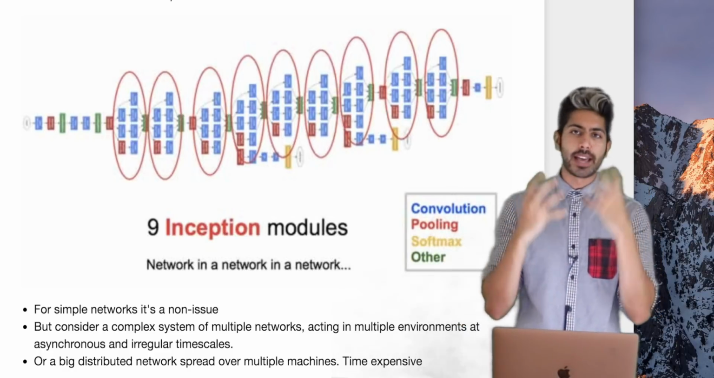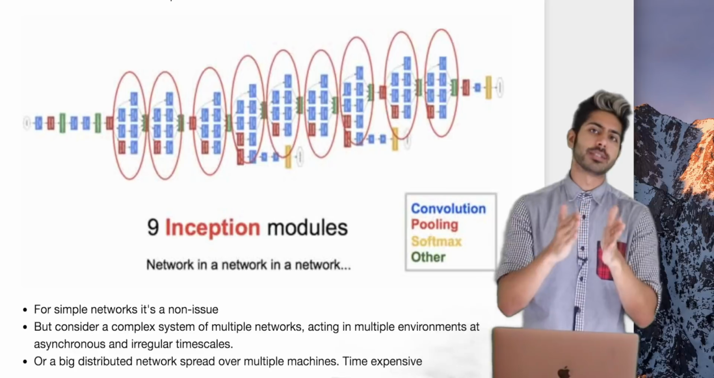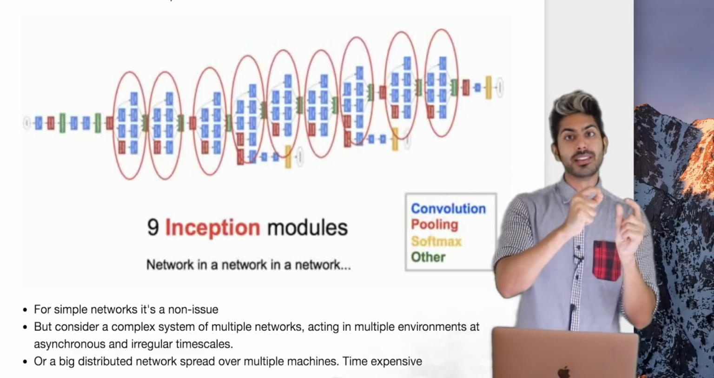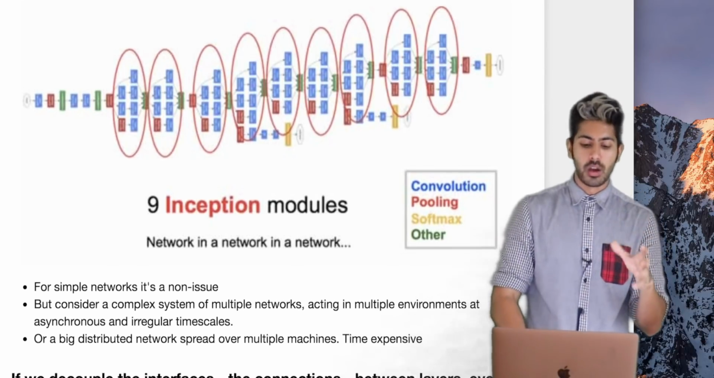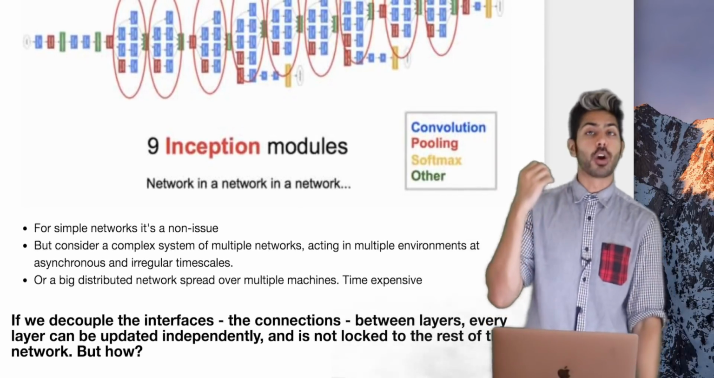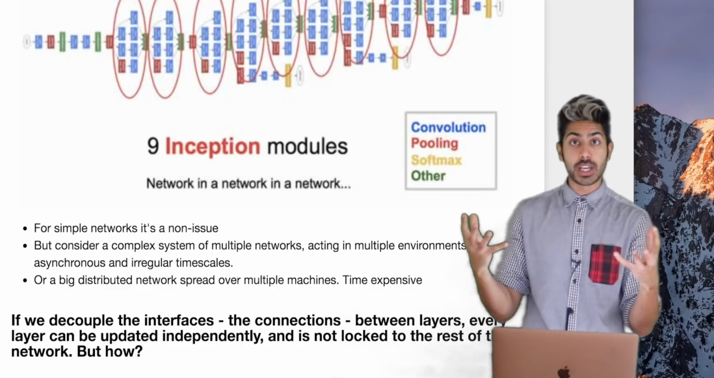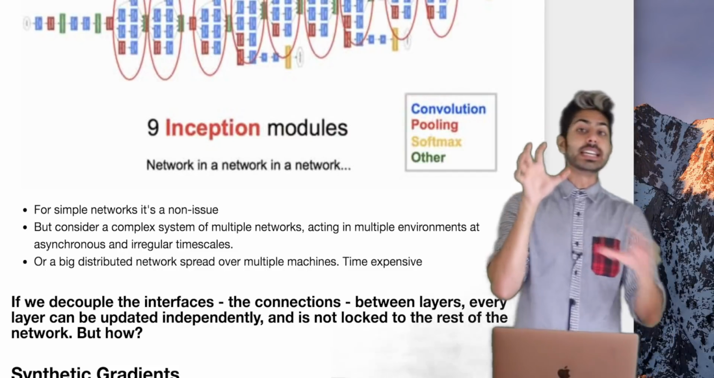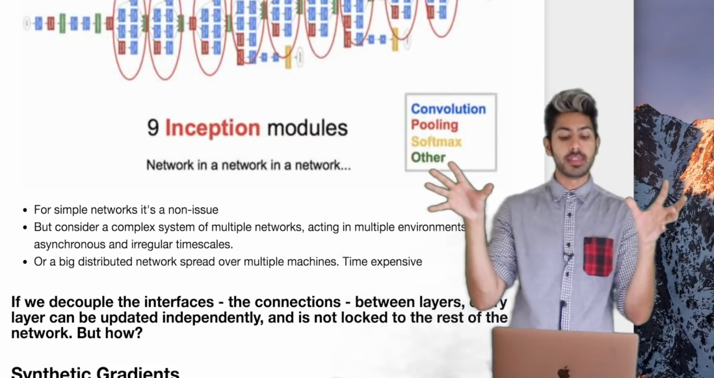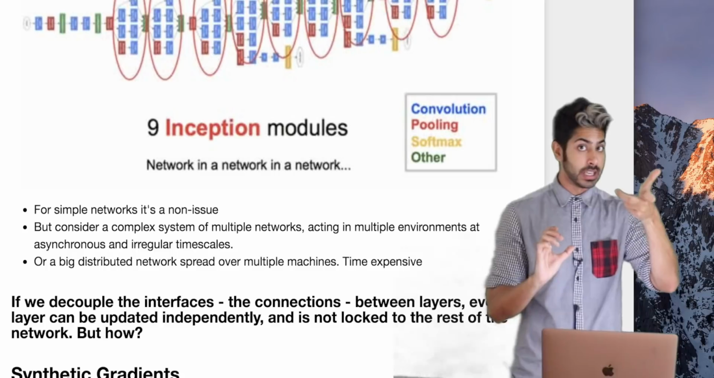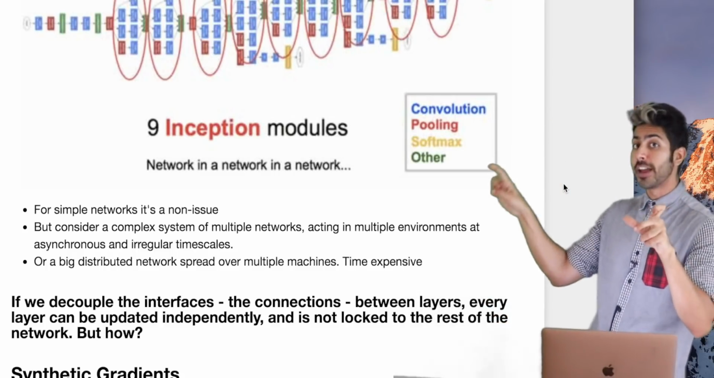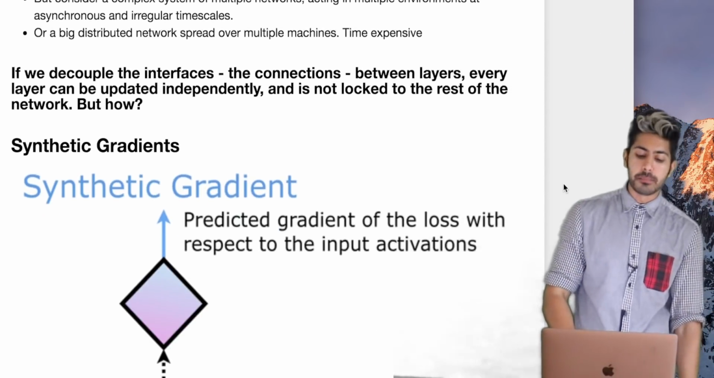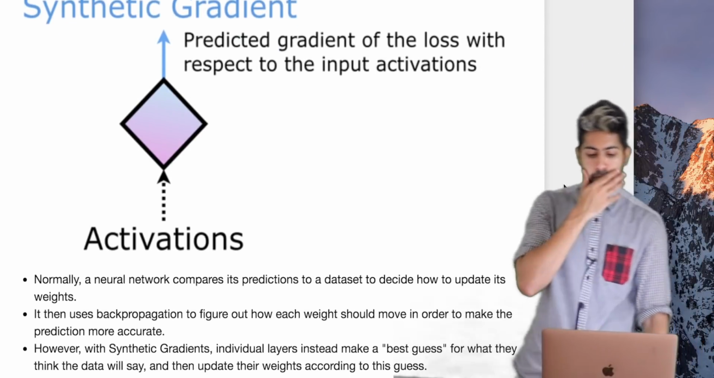When we get to more complex systems, the time it takes to wait for the gradient to be backpropagated through every layer is inefficient. Ideally, we don't have to wait, right? So over a big distributed network, over multiple machines, this could take a very long time, having to wait for every layer. So if we decouple every layer, the connections between them, so they can update independently without having to wait for the other layers to update, that would be more efficient, right? And so that's the idea behind synthetic gradients, right?